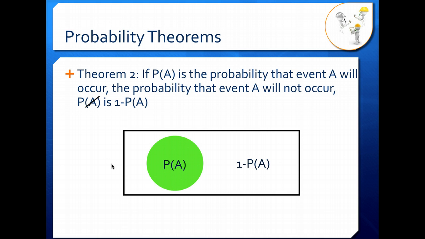Theorem 2 states that if the probability of A is the probability of A occurring, then the probability that event A is not occurring, and this is spoken as P not A, is 1 minus the probability of A. Let's take a look at our box here. So this green circle is the probability that A will happen, and our event box of all the possible outcomes is this rectangle. So the probability that A is not going to occur is this white space, and that's 1 minus the probability of A. Sometimes it helps to draw out illustrations like this when you're trying to figure out, will A happen versus will A not happen.